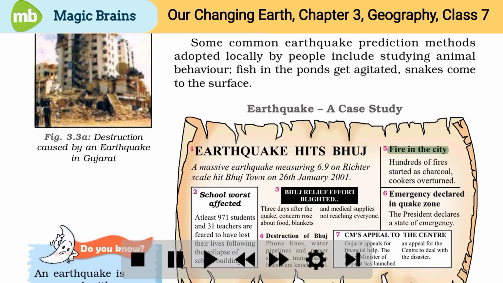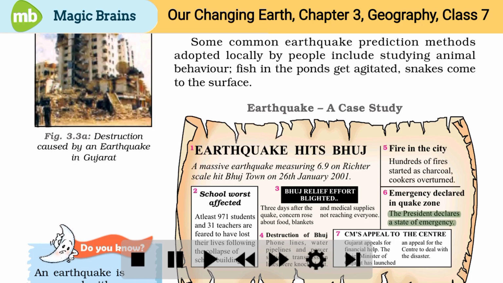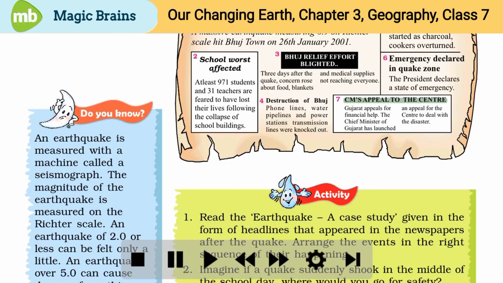5. Fire in the city. Hundreds of fires started as charcoal cookers overturned. 6. Emergency declared in quake zone. The President declares a state of emergency. 7. CM's appeal to the centre. Gujarat appeals for financial help. The Chief Minister of Gujarat has launched an appeal for the centre to deal with the disaster.